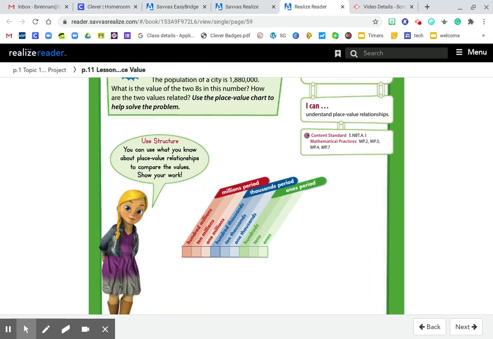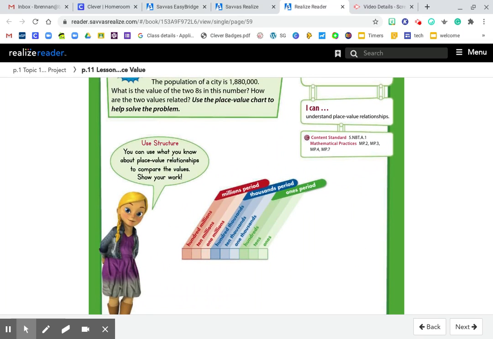The population of a city is 1,880,000. What is the value of the two eights in the number? And how are they related? Use the chart to help you. So you can write the value in the chart just to get yourself all squared away here.